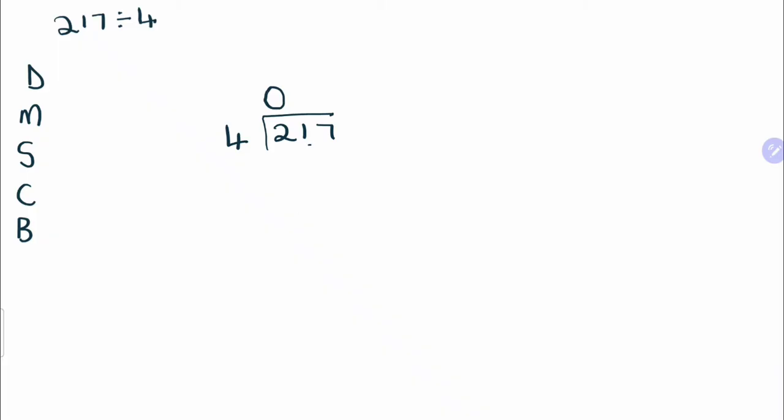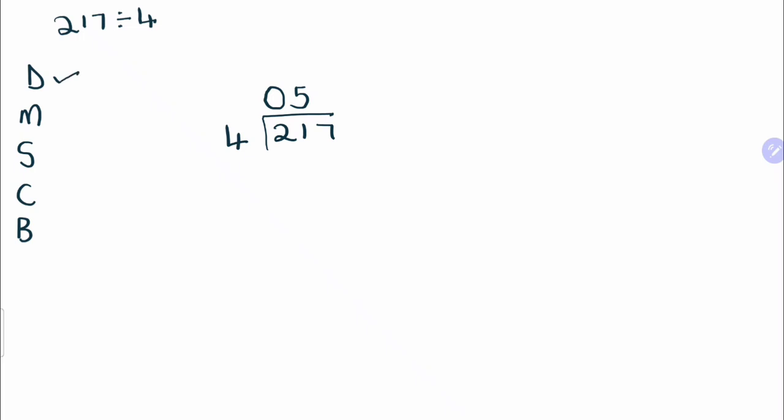Now we're going to rope in the 1. Instead of saying 2, we're going to say 21, right? Now, does 4 go into 21? I think so. Let's count. 4, 8, 12, 16, 20. 4 goes into 21 5 times. That means we're going to write our 5 right here.